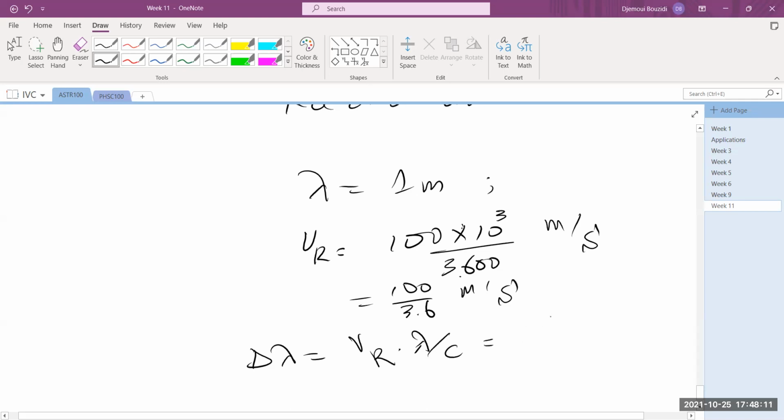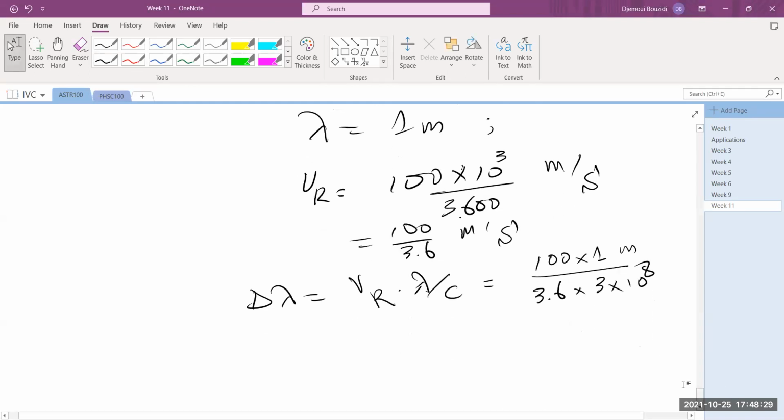So let's see what that is. Okay, so it's going to be 100 times 1 divided by 1 meter, that is lambda, divided by 3.6 and divided by the speed of light, which is 3 times 10 to the power 8. Let's see what is needed for this one. So the answer is going to be in meters. So delta lambda, this is in meter per second, and this is in meter per second.